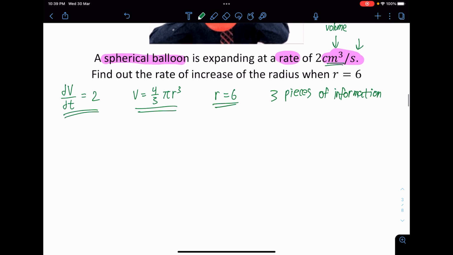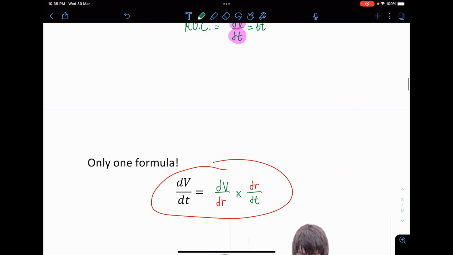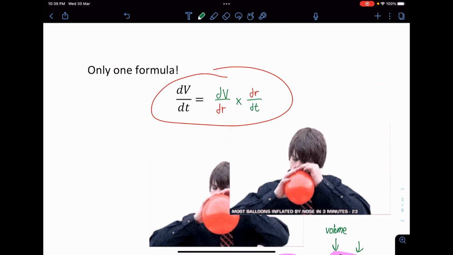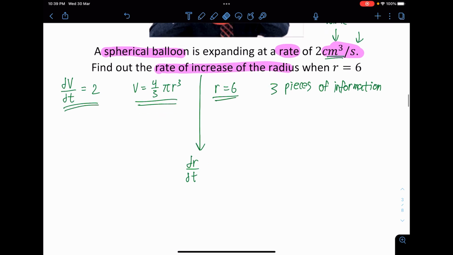Now on to the question. The question asks you to find the rate of increase of the radius. This means I need to solve for dr over dt. Now how to solve this question? I'm going to use the formula that I introduced to you earlier, the formula that I circled. How do I make the formula over here? If I want to make the formula directly, I just need to make sure that I have a dr on the top and a dt on the bottom, in 2 separate fractions that are being multiplied.